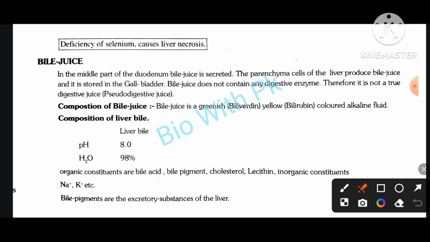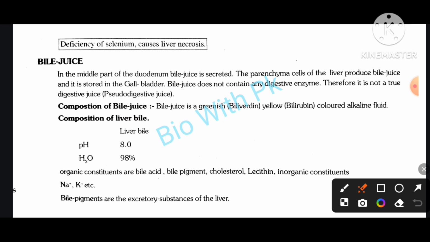Bile juice. In the middle part of the duodenum, bile juice is secreted. The parenchyma cells of the liver produce bile juice, and it is stored in the gallbladder. Bile juice does not contain any digestive enzyme, therefore it is not a true digestive juice. Pseudo digestive juice. Composition of bile juice. Bile juice is a greenish biliverdin, yellow bilirubin colored alkaline fluid.